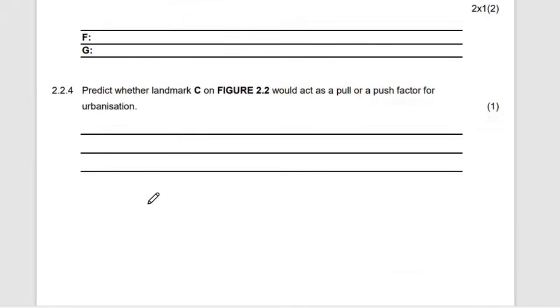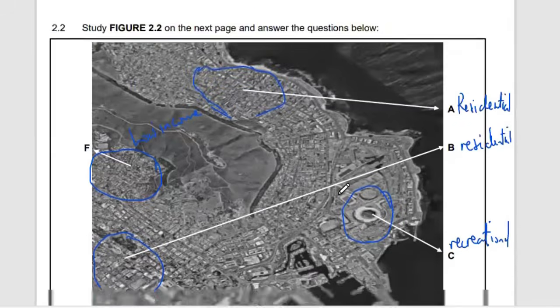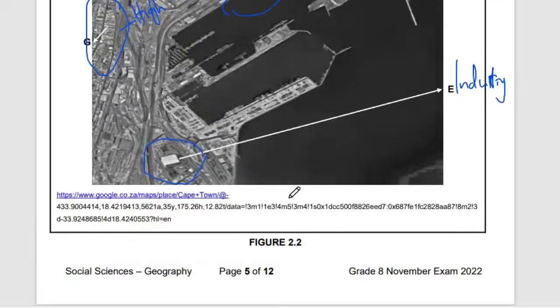Predict whether landmark C on Fig 2.2 would act as a pull or push factor for urbanization. Landmark C, let's identify C. Right, where is C? Our C is here. This is a recreational facility. A recreational facility, is it a pull or a push factor?